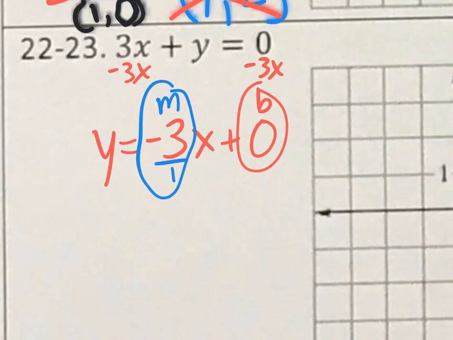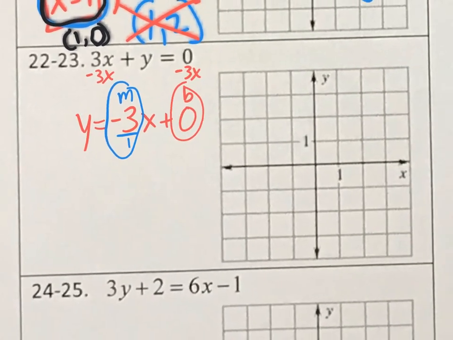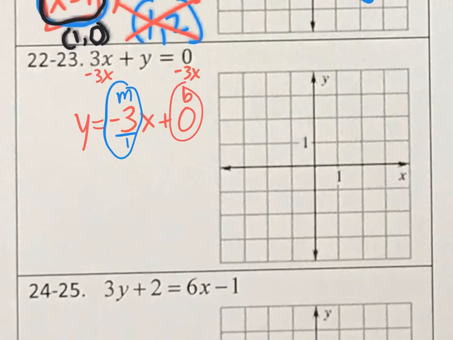So in this case, our m value is negative 3 over 1, and our b value is 0. So where does this line cross the y-axis? What's our y-intercept? At 0. So if you put a dot right there, now from that point, do I go up or do I go down? Down, because the slope is negative. So you're going to be going down 3, 1, 2, 3 over 1. You always go run to the right. So let's put a dot right here. Then I connect the dots, and I'm done. You see, it's easy.